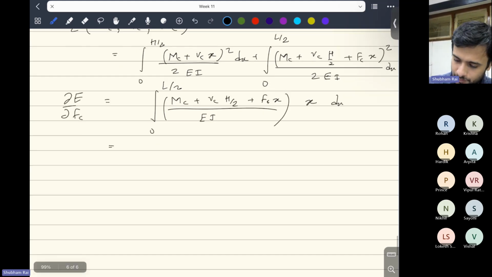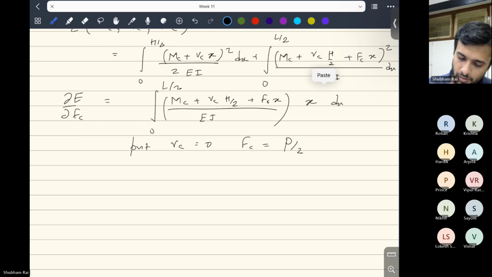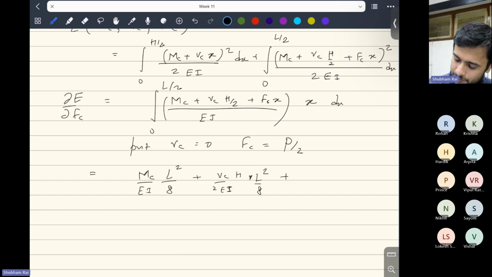Now, if you solve this, you have to put VC equal to 0 and FC equal to P by 2. And MC also you have the expression now. Finally, what will you get? You'll get MC over EI into X, and then you have X also, so X squared by 2, meaning L squared by 4, and multiplied by 2, so that will be L squared by 8, plus VC by 2EI into H, and then again you have L squared by 8, plus you have FC over EI. FC is P by 2, we'll substitute that. And here you will get X cubed by 3, so 1 by 3 is already there. X cubed will be L cubed over 8, so this will be L cubed over 24.